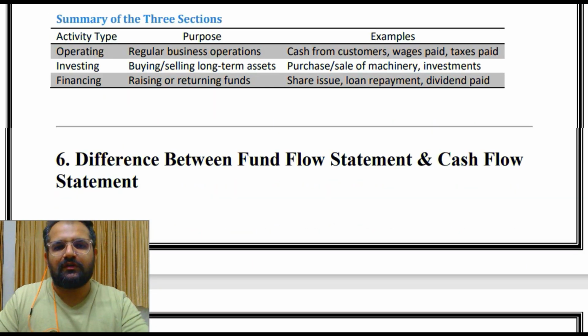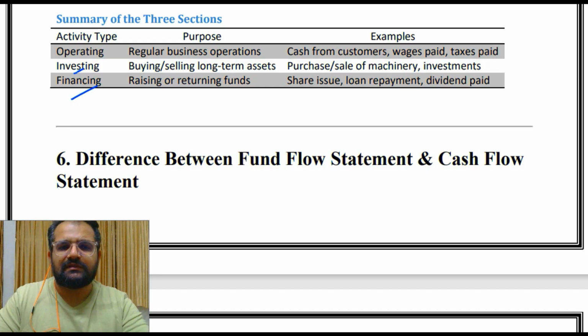Then summary of the 3 sections. Activity type: operating, investing, financing. Purpose: regular business operations. Then cash from customers, wages paid या taxes paid. Investing: buying, selling long-term assets, purchase, sale of machinery, investment. Financing: raising or returning funds, share issue, loan repayment, dividend paid.